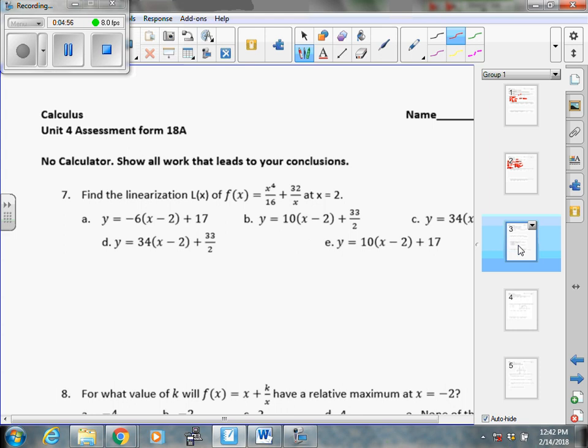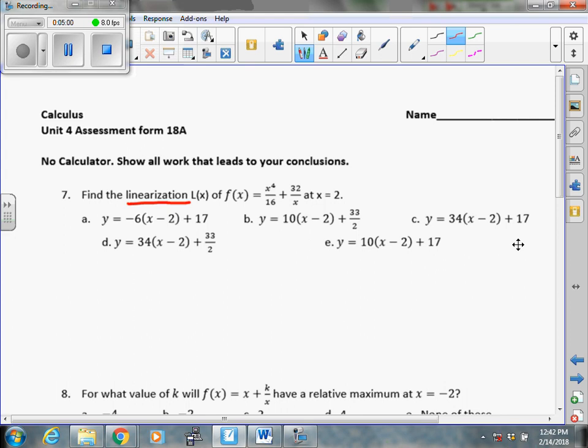Here at number 7, the words tell you what to do. Linearization. Well, that's writing the equation of a tan line. That's what I'm thinking. And then you use it.